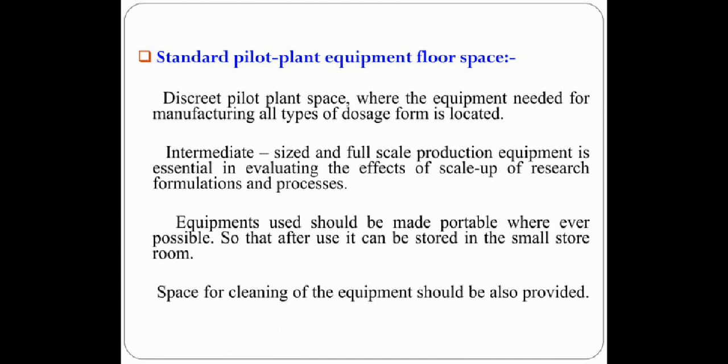Then third, standard pilot plant equipment floor space. Discrete pilot plant space where the equipment needed for manufacturing all types of dosage form is located. Intermediate sized and full size scale production equipment is essential in evaluating the effects of scale up of research formulation and processes. Equipment use should be made portable wherever possible so that after use it can be stored in the small storeroom. Space for cleaning of the equipment should also be provided.